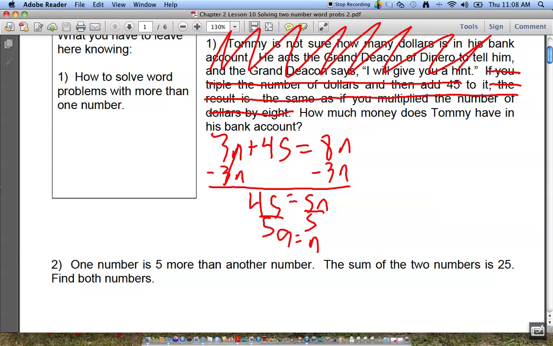Any questions? Yes? I plugged in 9 for the variable, to get how much money is in his account, or is it? Well, it says here, if he tripled the number of dollars and then added 45, so we let n be that number of dollars. So when I got 9, that's the number of dollars. All of the rest of the stuff is just hints as to how to figure out the 9. Sometimes you have to do what you just said, and I think we will get to one of those in a couple of minutes.